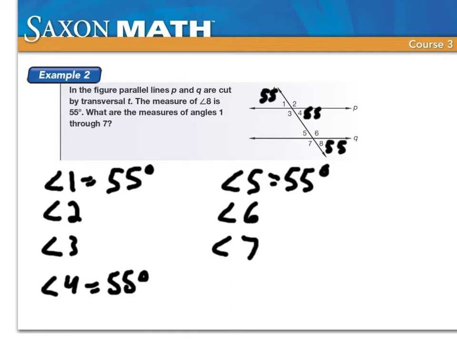Okay, so we figured out 3 of the angles just without having to really do any math, and just by knowing one of them. Well, now we should be able to figure out the rest of them pretty easy. Okay, well, I know that angle 1 and angle 2 are adjacent angles. They are next to each other, so they have to add up to 180 degrees. So angle 2 has to be 180 minus 55, which is 125 degrees.